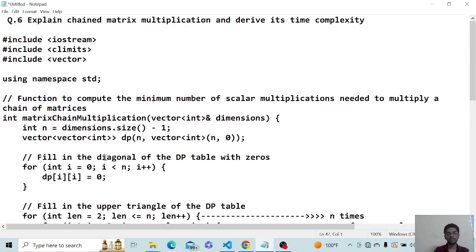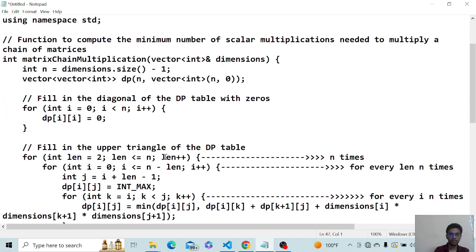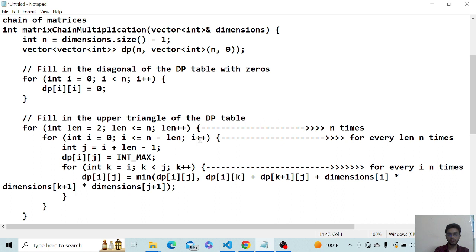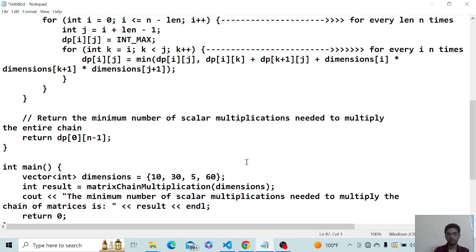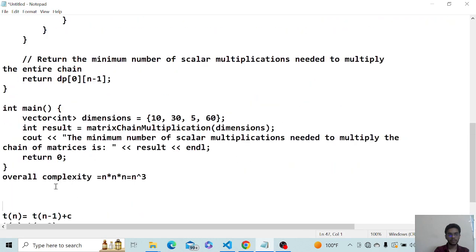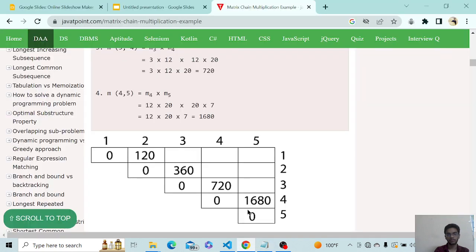Now let's analyze the time complexity. This loop will work n times. This loop will work for every iteration of the outer loop, also n times, and for every iteration of this loop, this will also work n times. So this loop works n times, so n square here, and this will work n times for every iteration of this, so n cube. Here I have written n into n into n, so overall time complexity will be n cube.